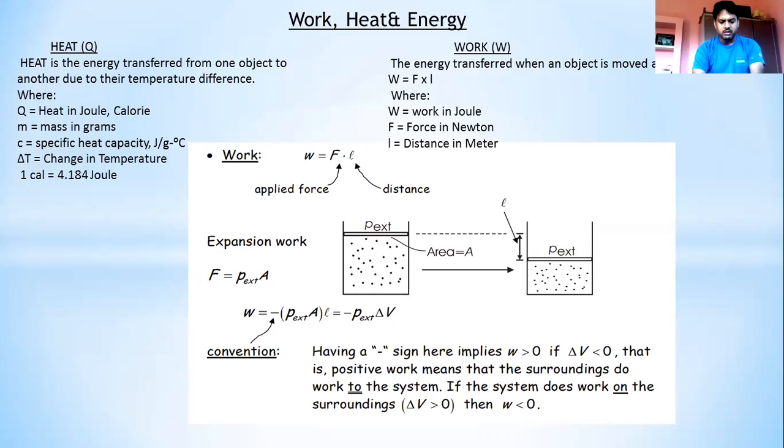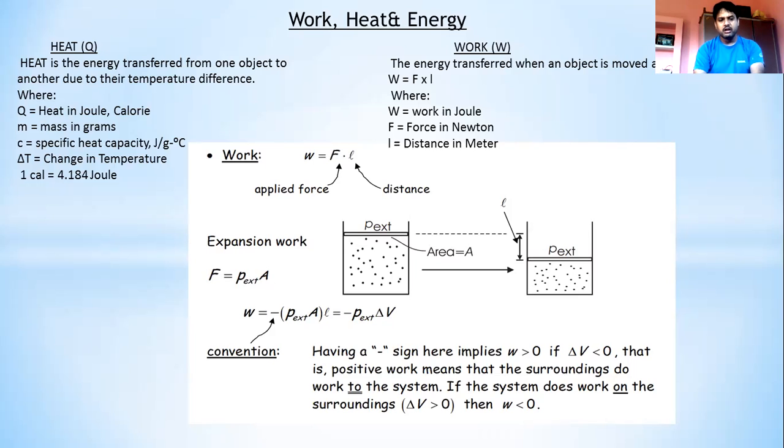Or the force and displacement are in opposite directions. That means you are applying force in this direction and the displacement is happening in the reverse direction. That means the angle between F and dx equals 180 degrees. Cos 180 degrees means minus 1. In that case, work done will be minus F into dx. Correct?